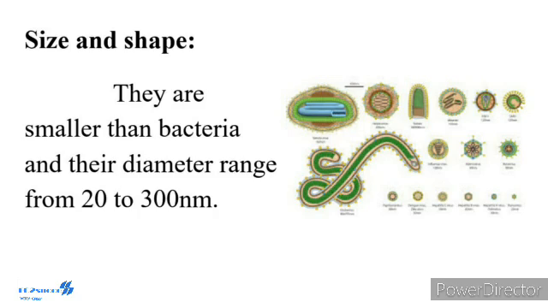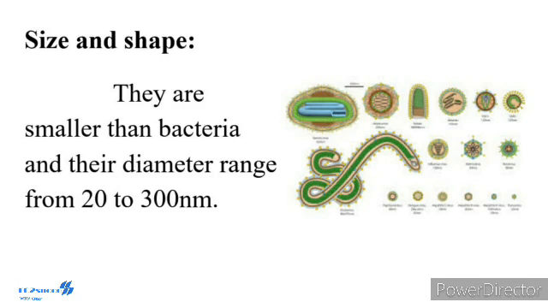Size and shape of virus. Viruses are ultramicroscopic particles. They are smaller than bacteria, and their diameter ranges from 20 to 300 nanometers. 1 nanometer is equal to 10 power minus 9 meters. Bacteriophage measures about 10 to 100 nanometers in size. The size of the TMV is 300 by 20 nanometers.